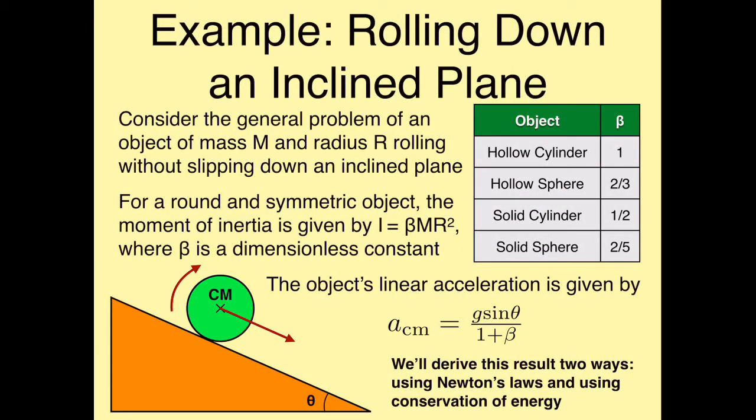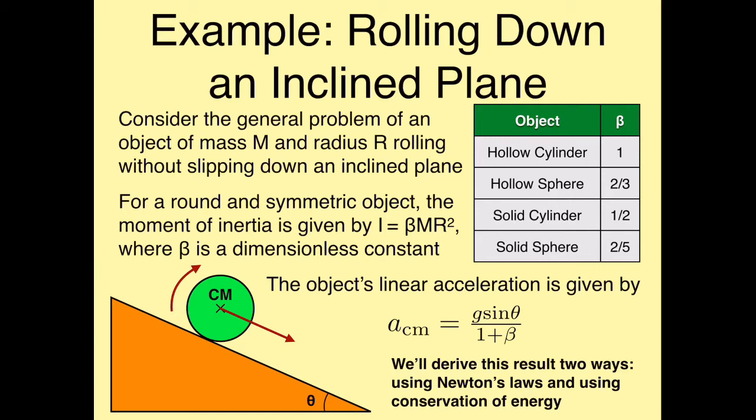Okay, so the next example I want us to take a look at is an object rolling down an inclined plane. What I want us to do here is consider the general problem of an object with mass m and radius r that rolls without slipping down an inclined plane. Now, we don't really have to specify what the object is. It's just something round and symmetric that can actually roll. For example, it could be a hollow cylinder, a solid cylinder, a hollowed out sphere, or a solid sphere, or any number of things. But again, it's just some kind of round symmetric object.